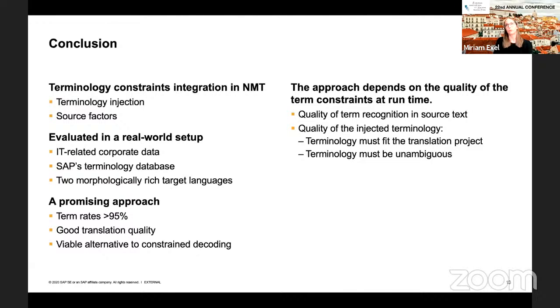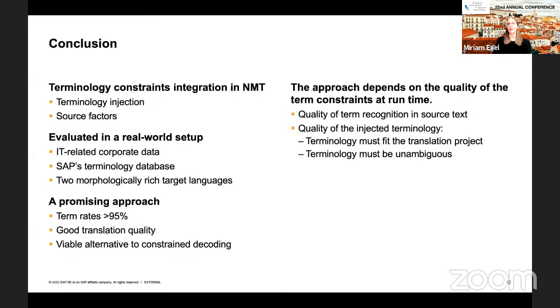We've varied the original approach, showing, amongst others, that maybe the source factors are potentially not strictly required. Our study yielded positive results, namely term rates higher than 95% and overall a good translation quality. So we have confirmed also that this approach can be used. In this approach, the term translations are used very flexibly, and the required surface form is produced in the sentential context. So overall, it seems to be a promising approach for applying terminology constraints.